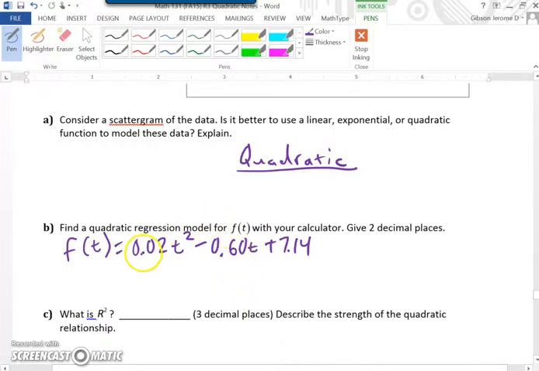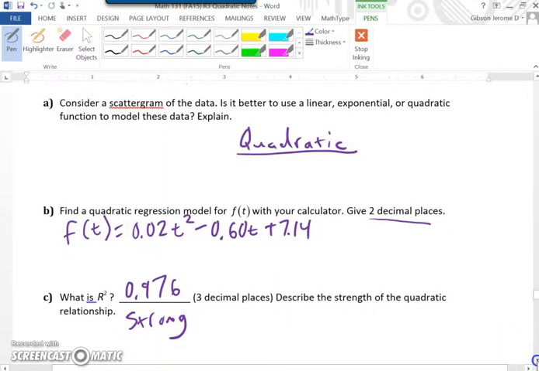No, actually it would be, because it said 2 decimal places. If you look at A, you got 0.019. So this would be the answer for B. Now we look at C. It says, what is R squared? R squared, if we round to 3 decimal places, will be 0.976. And we know that this is a strong relationship. So it's a strong relationship.